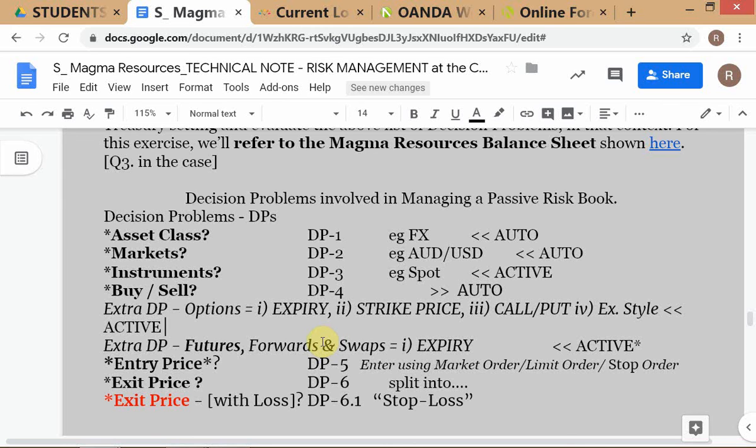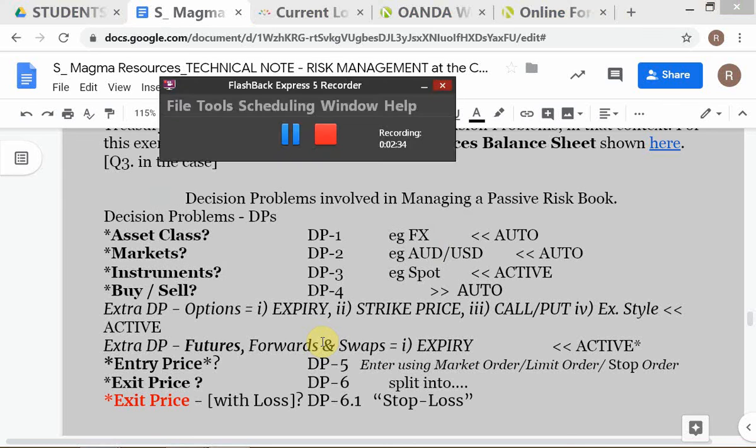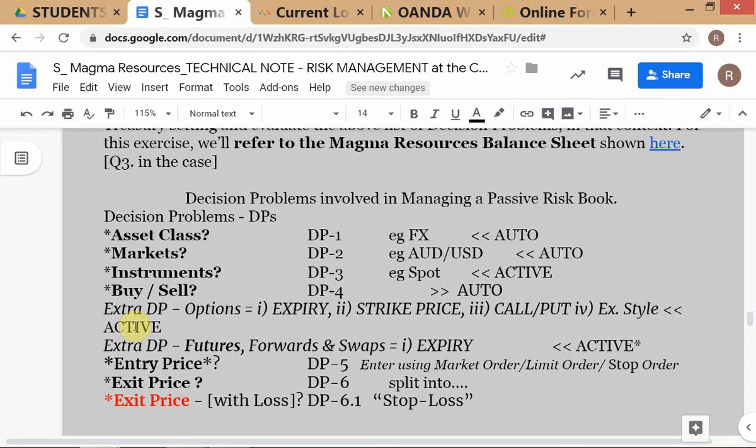Is everyone clear about where we were? Remember what we are discussing in this module: with respect to each of the decision problems which you're already familiar with, we are discussing, when you start applying them to the context of a passive risk book, which of the decisions get automatically solved and which have to be actively solved by the hedging team. Is that clear? You understood? That's where we are, right?